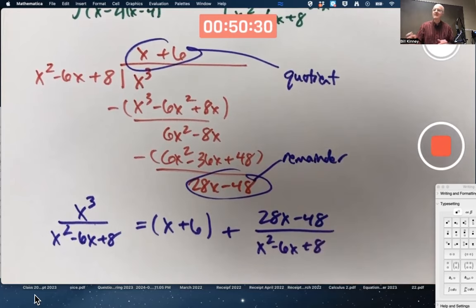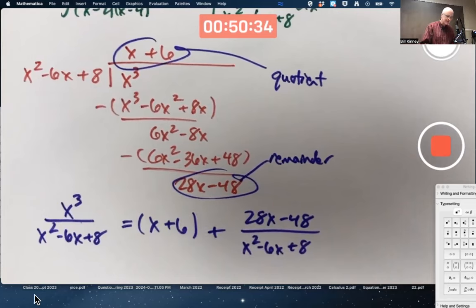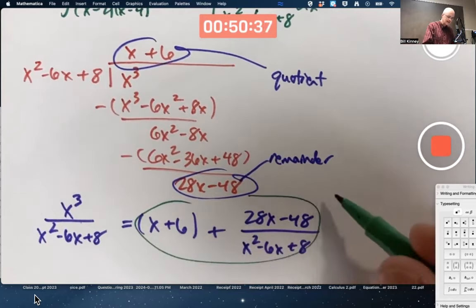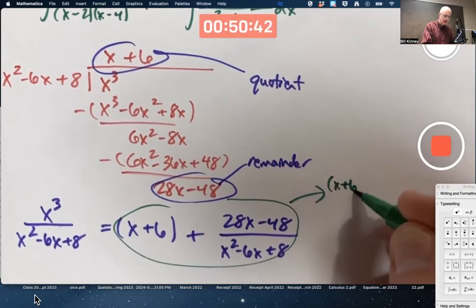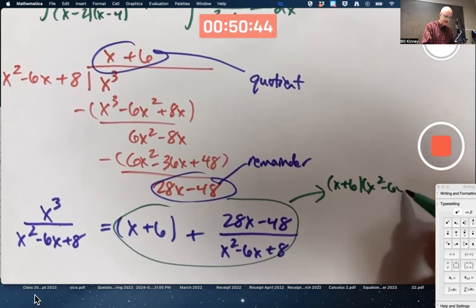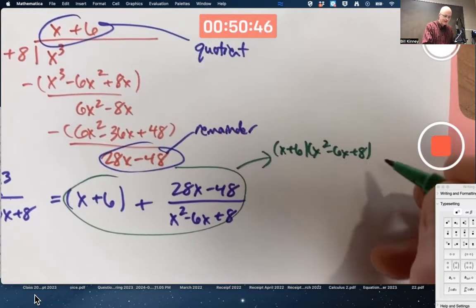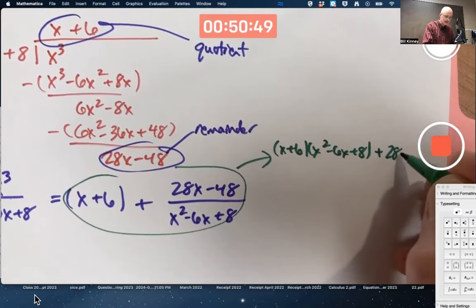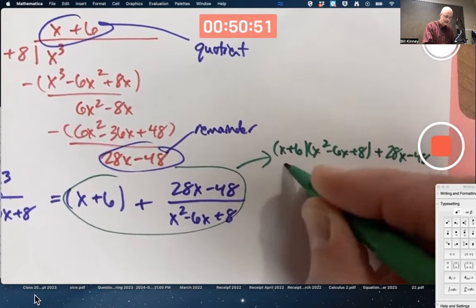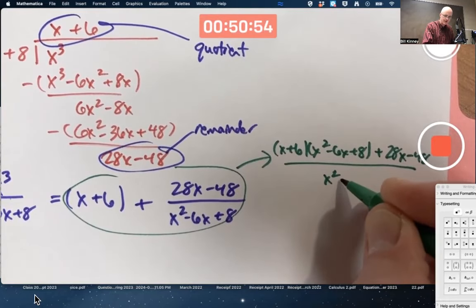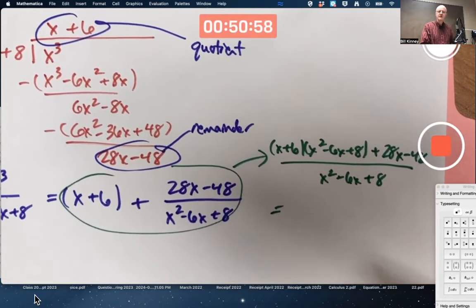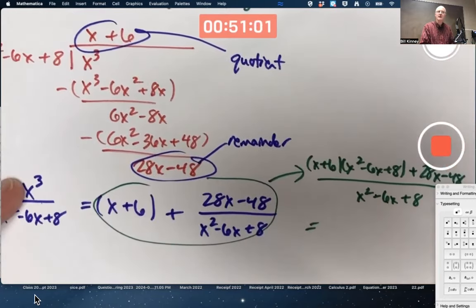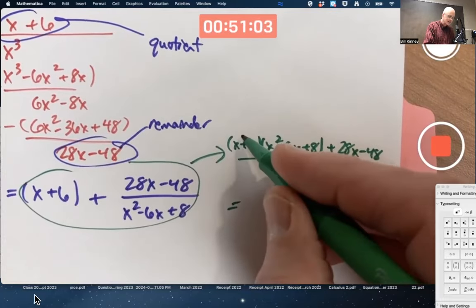Once again, if you don't believe this, if you're unsure if this is right, you can check it. Let's quickly take the time to do that. Check this. How? By getting a common denominator of x squared minus 6x plus 8. I already have that denominator in the second fraction. I need to multiply the x plus 6 by it to get it in the first expression. If I've done this right, the numerator should simplify to just a plain old x cubed. Let's see if that happens.